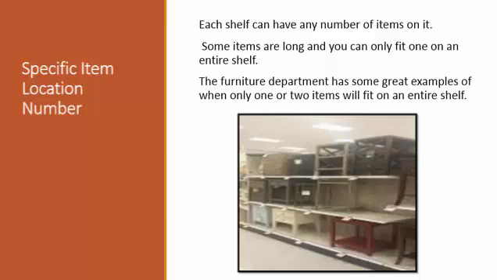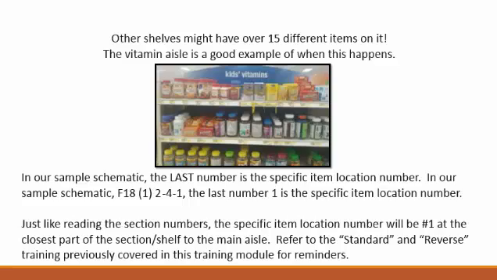Each shelf can have any number of items on it. Some items are long and you can only fit 1 on an entire shelf. The furniture department's a really good example of this. Other shelves could have just 15 or 20 or more items on it. A vitamin aisle is a really good example of this because it's got a lot of different items on it.